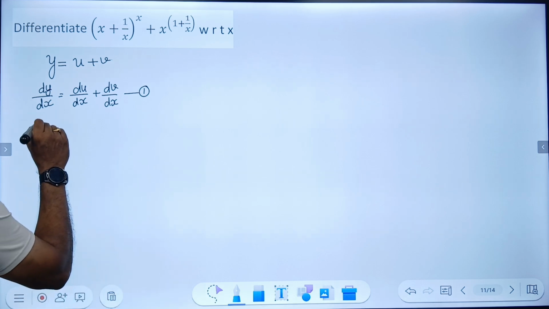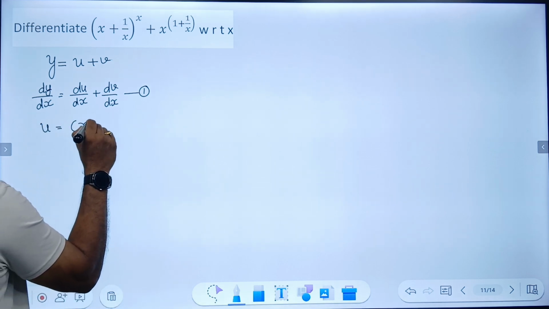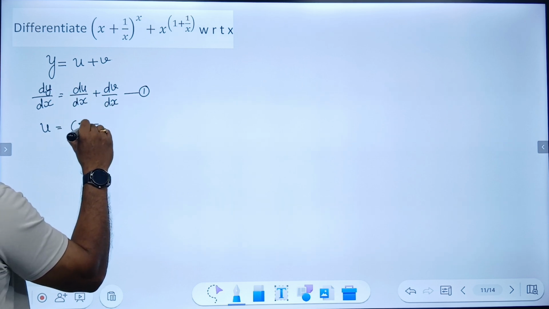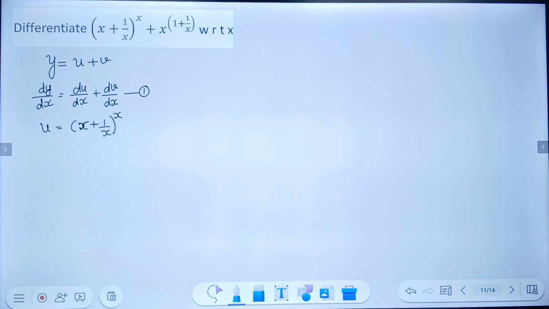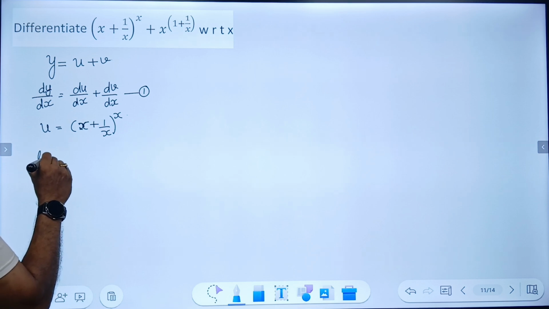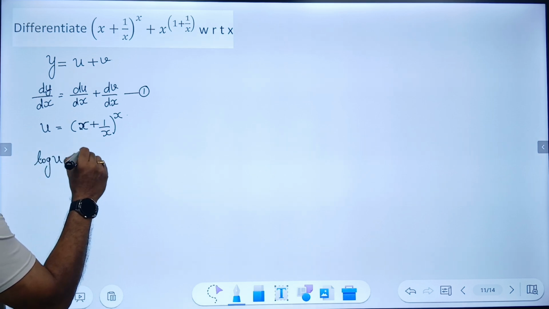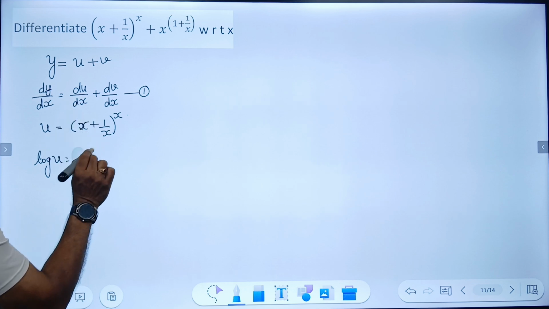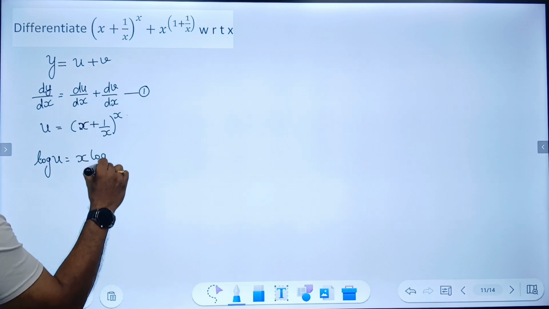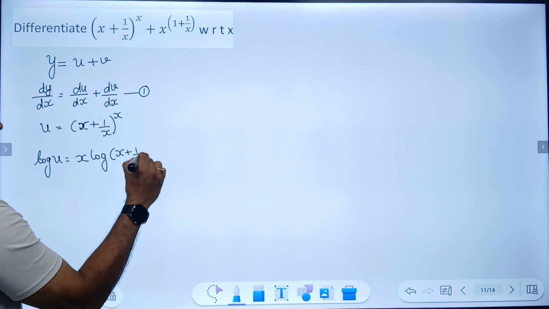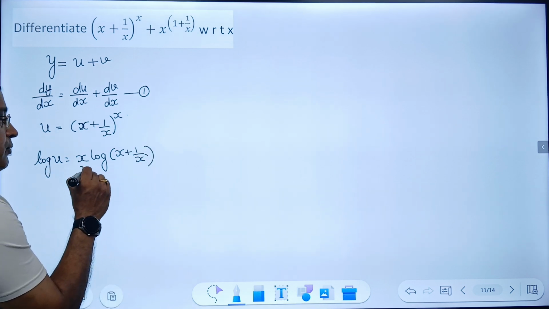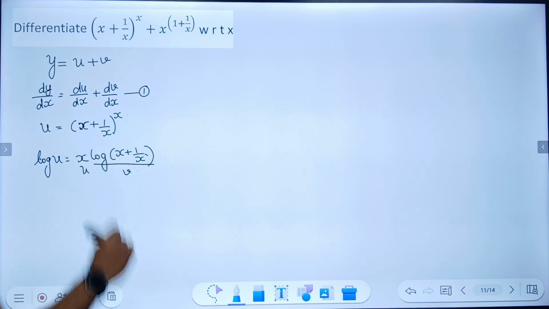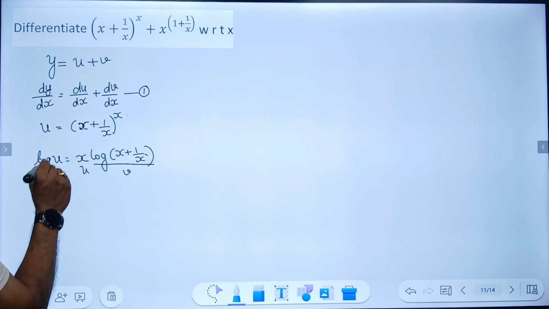Now I will take u. What is u? U is x plus 1 by x the whole power x. X plus 1 by x whole power x. Variable raised to the power of variable. Take log on both sides. Log u equal to x log of x plus 1 by x. X log of x plus 1 by x. This is my u and this entire thing is my v. Keep that in mind. What is differentiation of log u?